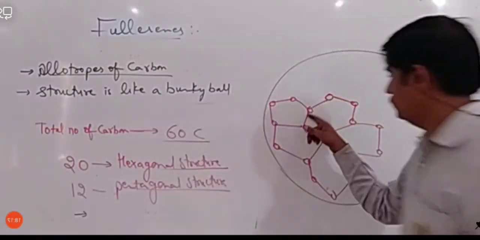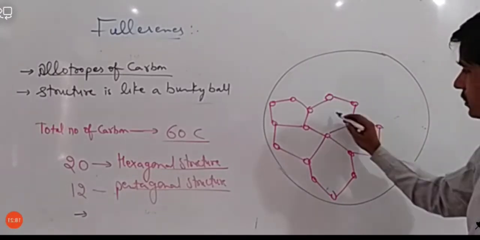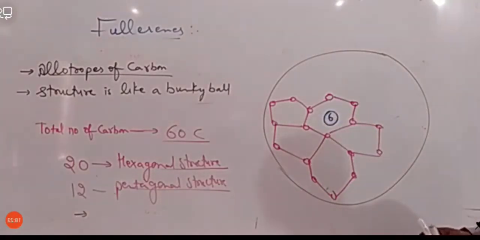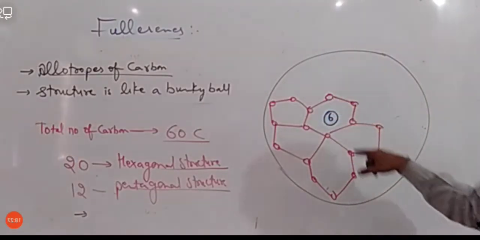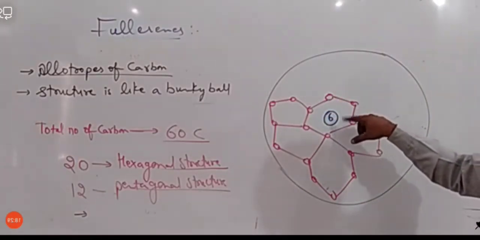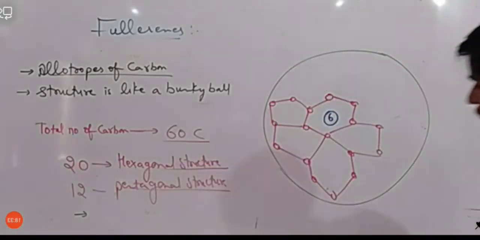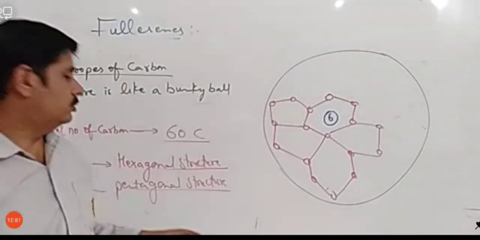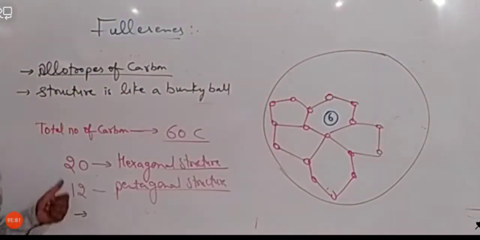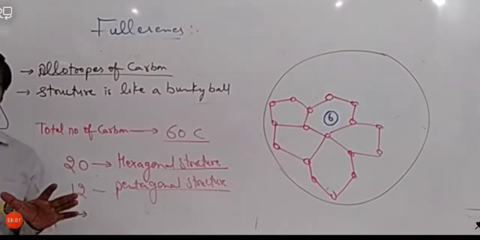Here I have drawn so many carbons, with such hexagonal structures. Here you can see it is hexagonal. It has six angles here. You can see 6 angles, and this type of structure you will get 20, and pentagonal structures you will get 12. So overall there will be 32 structures formed by 60 carbons.